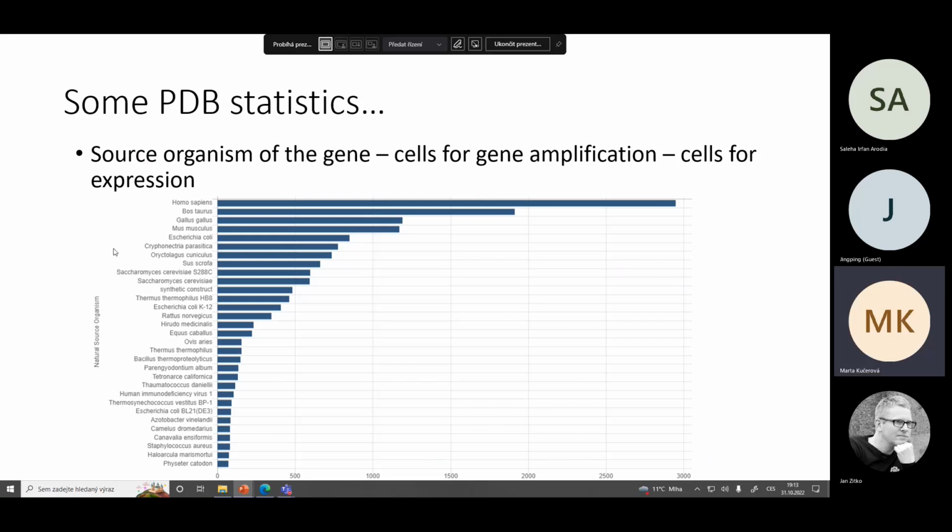the source organism of the macromolecules. So mostly the macromolecules come from man, from Homo sapiens. The second most represented are from cattle, and so on.